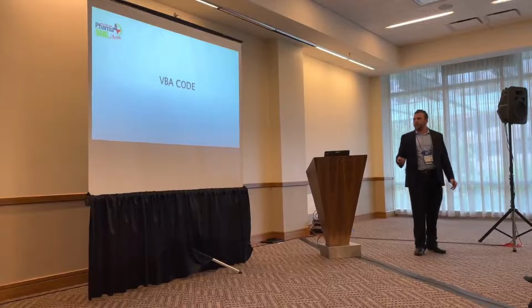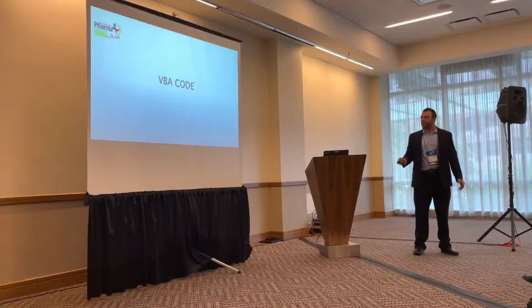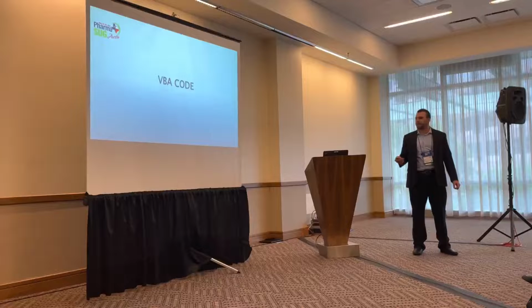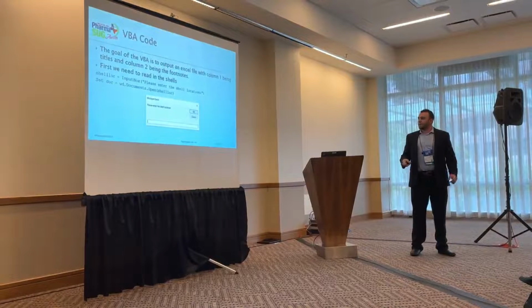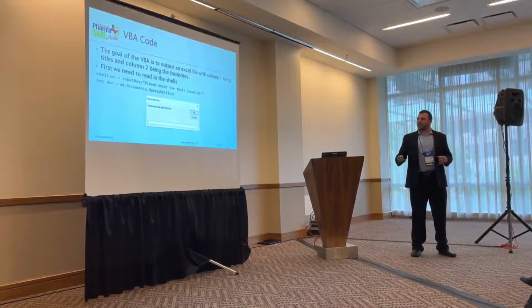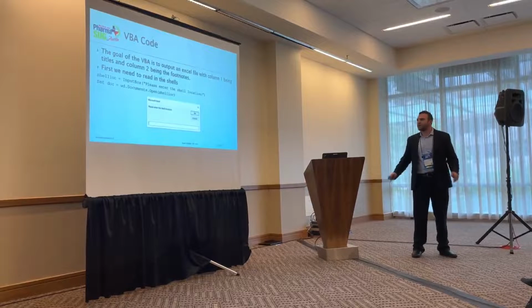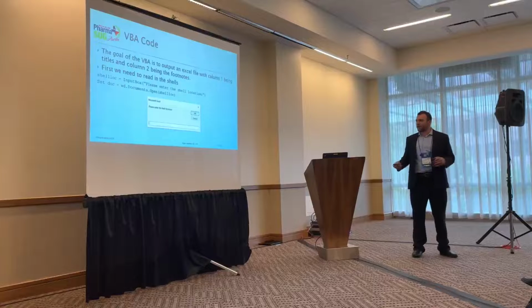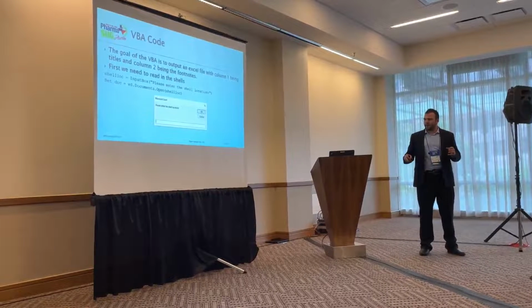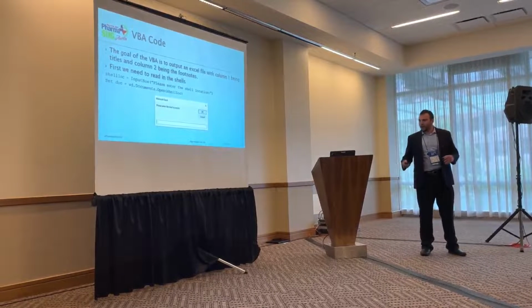So here's the VBA code. I'm just going to run through some of the important parts, and the entire code is within the paper. But basically, the goal of the VBA code is to output the Excel file with column 1 being the titles and column 2 being footnotes. So first, we want to read in the shells. We just type in the shell location, and then we hit OK.